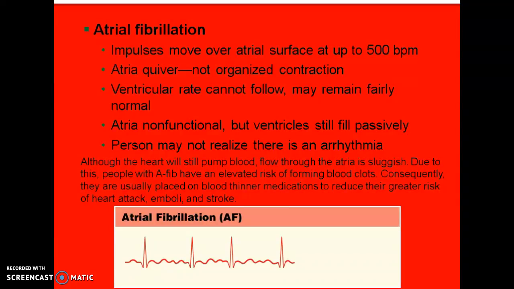The ventricles fill passively up to about 70%. So the heart is beating and sending blood through the body, and the person may not realize there's a problem. Although the heart will still pump blood, the flow through the atria is sluggish. Due to this, people with AFib have an elevated risk of forming blood clots. Consequently, they're usually placed on a blood thinner to reduce their risk of heart attack, emboli, and stroke.